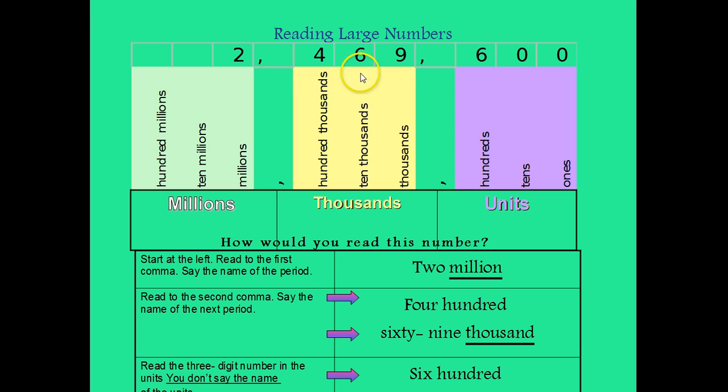Then you do the same thing for the next period. You say this number right here. If you break it down, this number looks a lot easier to say, 469, and I know you guys could say that. 469, and then you get to the next comma and you say this period. This is the thousands period, so you say 469 thousand. Then you do the same thing to this group. You say 600, but since this is the units group, you do not say the name of the units. So you say 2,469,600.